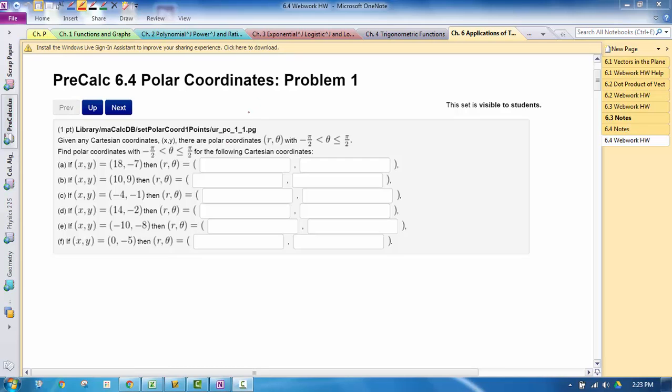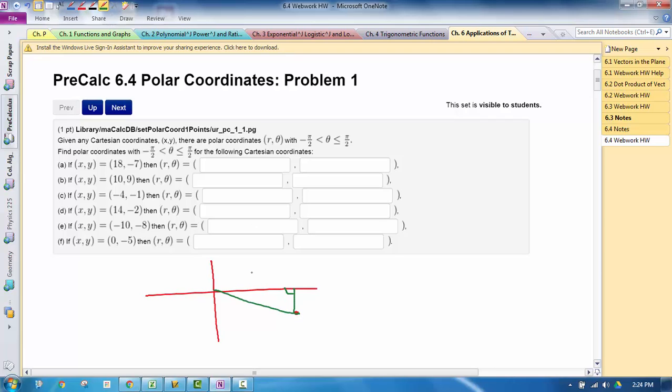Okay, this is 6.4 homework calc. The first problem tells us we have an angle between negative 90 and 90, and it wants us to find polar coordinates between those angles that have the following rectangular coordinates. So, the first one I'm going to graph 18, comma negative 7. That point is down here.